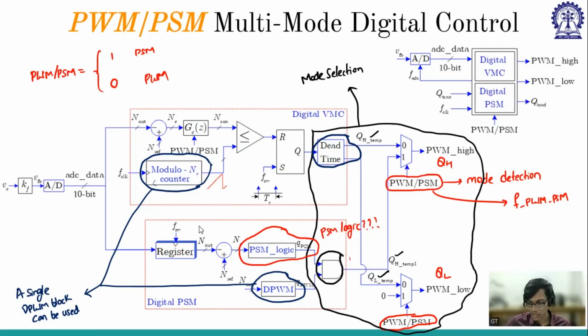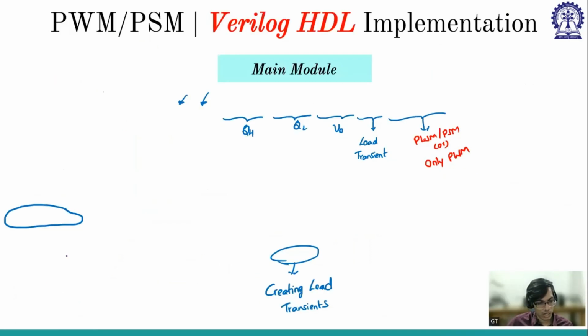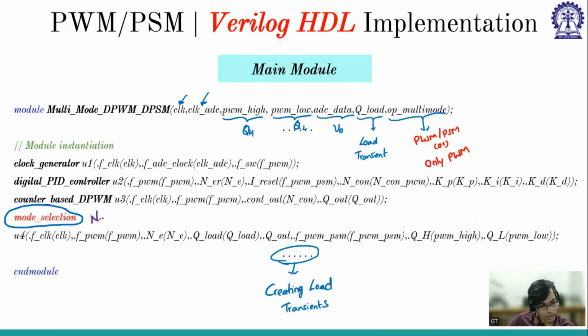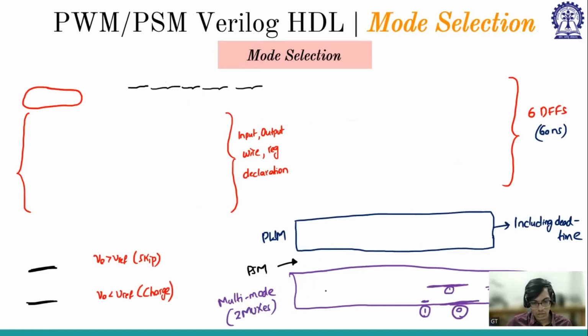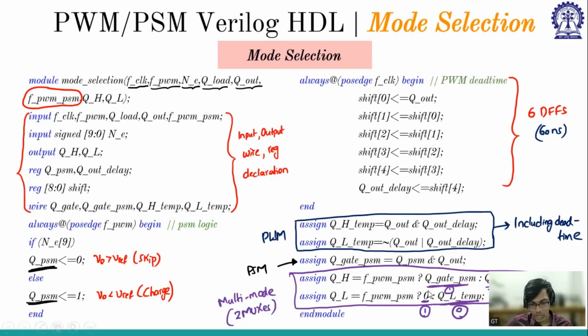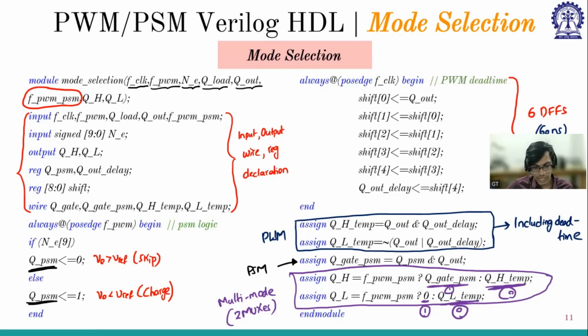We had discussed the Verilog HDL. So this is the only new block that is there in the multimode, so I'm only discussing this one. Now we have QH and QL, and these are the final high side as well as low side. These will be fed to the switches, and depending upon whether I would like to select PWM or PSM, accordingly the gate pulses will be set.